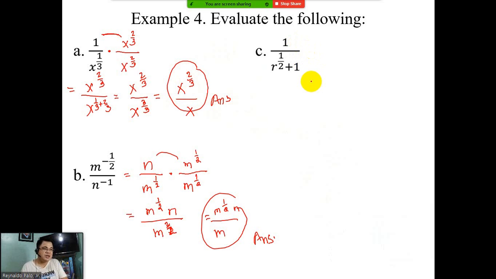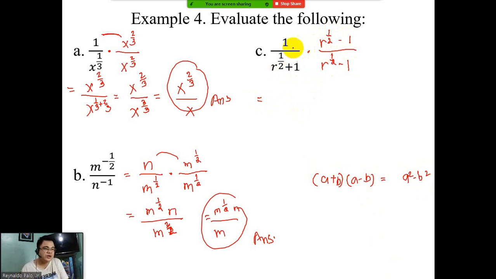By applying the conjugate, we have to remember the rule of sum and difference. If we have a plus b times a minus b, this is equal to a squared minus b squared. That's the thing we're going to apply. To get the conjugate, we have to multiply by r raised to 1/2 minus 1, and then here is r raised to 1/2 minus 1.